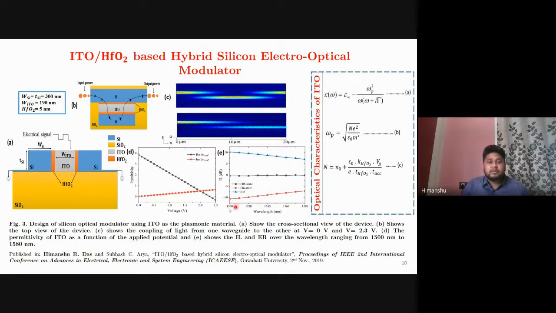Now coming to figure 3E, here we can see the on-state and off-state of the device for the entire C-band wavelength range from 1500 nanometer to 1580 nanometer. Here the black line indicates the off-state and the red line indicates the on-state. From here, we can calculate the extinction ratio, that is the blue color line.